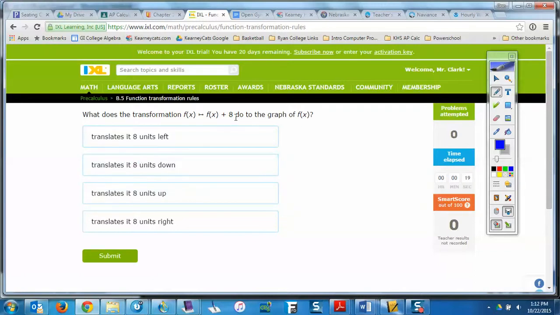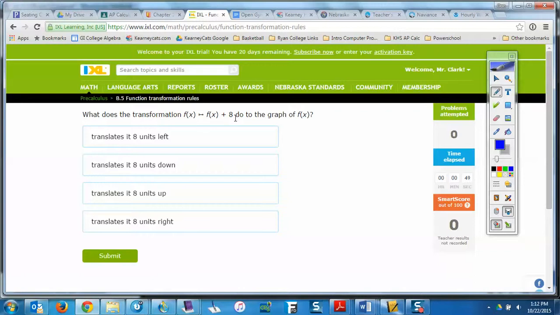8 what? Up. Now let me give you my simple way of remembering this, what I think is simple. If the action is outside of the function, then it affects the output. It's vertical. If it's on the outside, it affects it vertically. If it's on the inside, in the parentheses, inside the function, it affects it horizontally. It's in with the input. So that's the x value. It affects it horizontally. If you remember those two things, I think it's helpful.